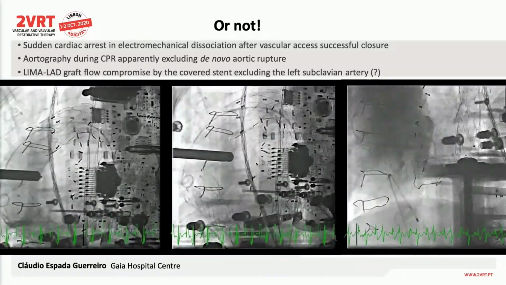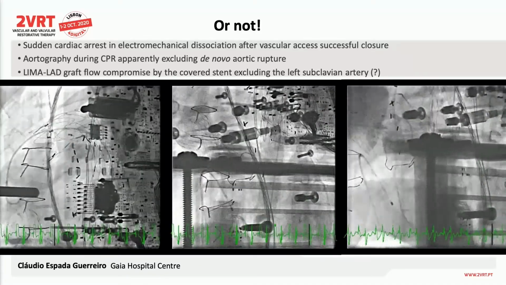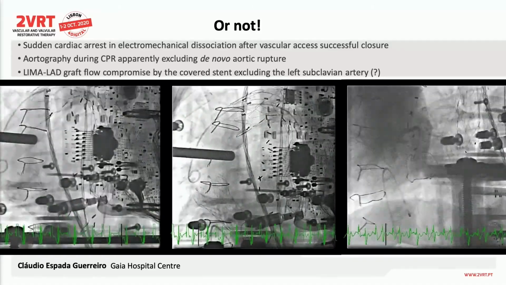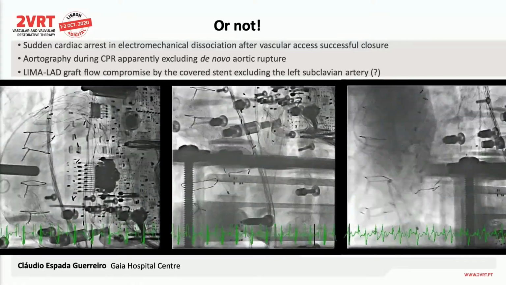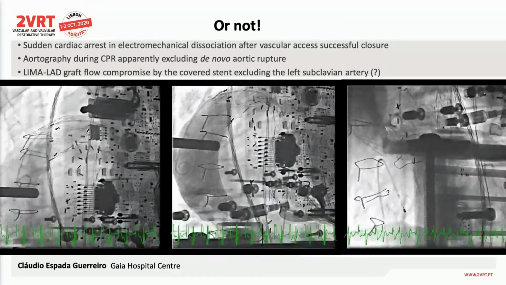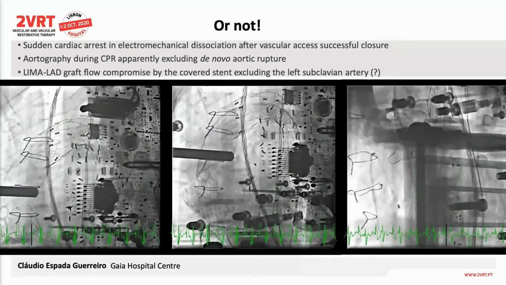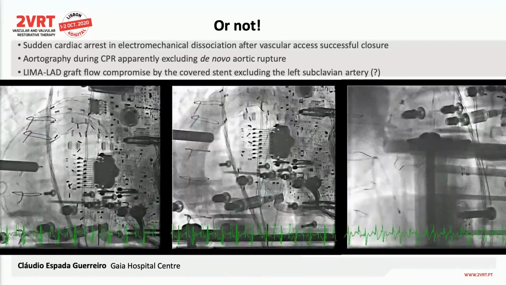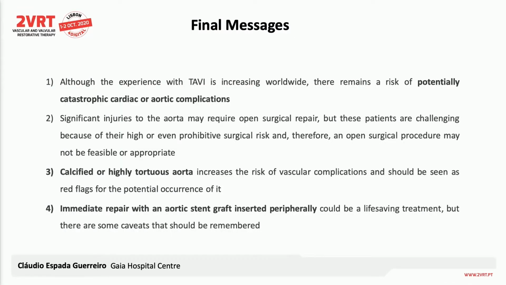The main hypothesis that we think could explain this outcome is probably the exclusion of the left subclavian artery with the stent graft, compromising the flow to the extended territory of the LAD, because the native LAD had a critical stenosis of 99% in the proximal segment, and as we compromised the flow to the LAD, probably that could be an explanation for this outcome.